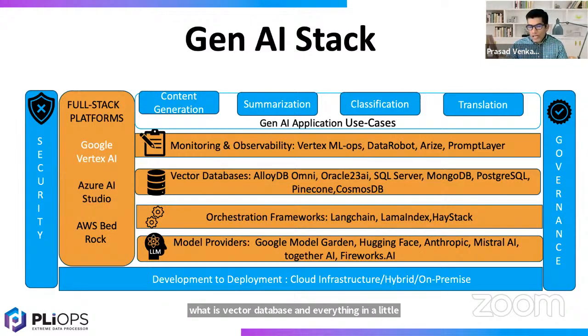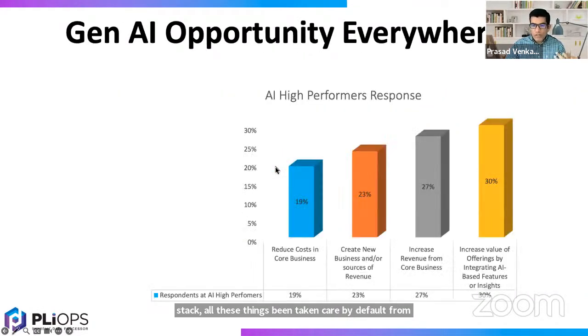And then monitoring and observability. Here you want to make sure that once you deploy this model, you know how your performance is looking, and whether there is model drift or any deviation. All this is very important, and there are tools available. When you're looking at a full stack, all these things are taken care of by default from these full stack offerings. But if you are picking them individually, this is how you'll typically approach it.